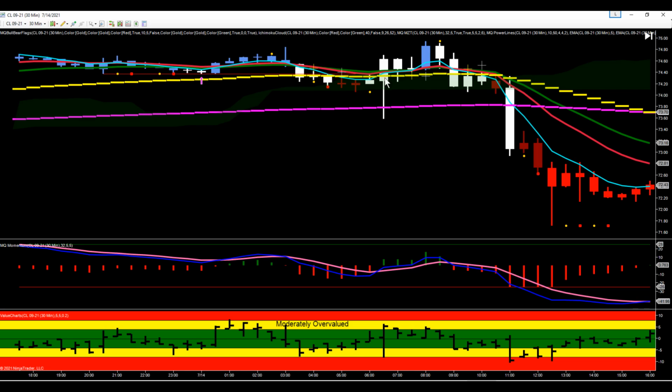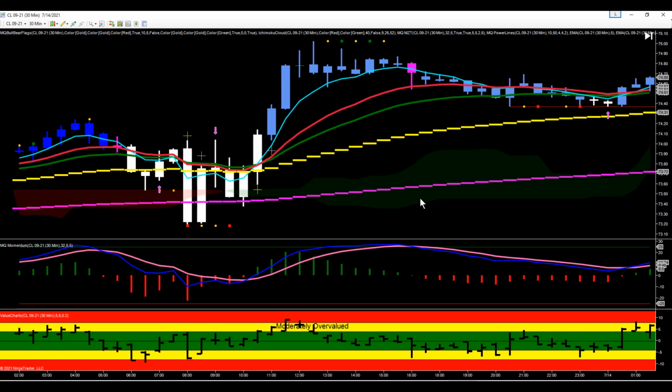And you can see it pulled all the way back down, now ultimately ended up finishing above. But you need to be aware when you're trading where the 50 EMA and the 200 EMA are on the 30-minute chart and the 240-minute chart. It's significant on both of those time frame charts.